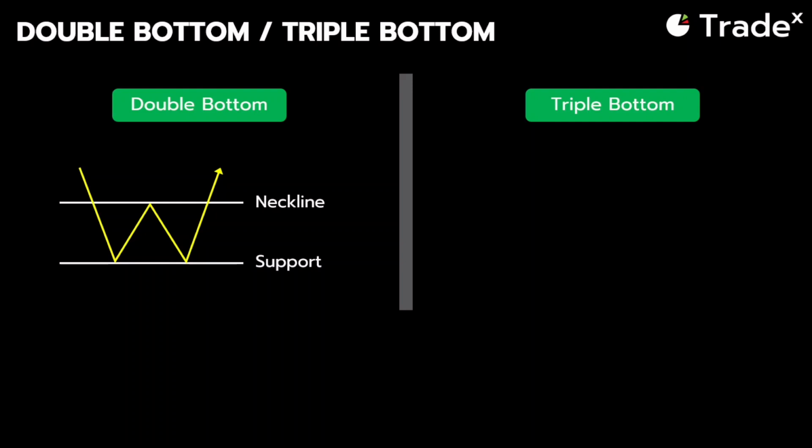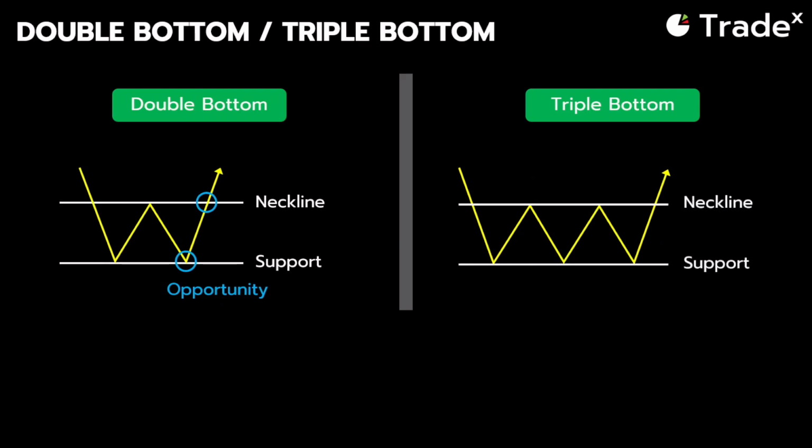Trading opportunities often arise after the second bounce from the support level, as traders look to enter positions once the price forms the second trough. Similarly, the triple bottom pattern features 3 distinct troughs at roughly the same price level, separated by 2 peaks. This pattern indicates that the price has tested the support level more times than the double bottom, suggesting a greater potential for a trend reversal from bearish to bullish.